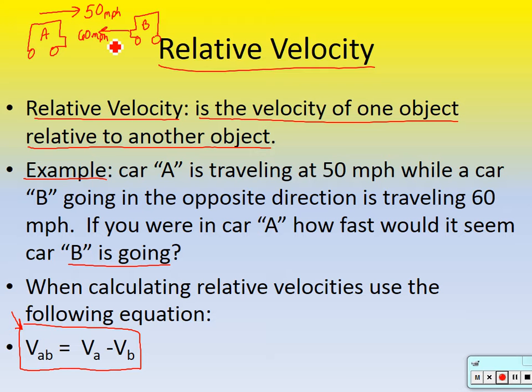Now let's use this formula to figure out the question, which was, if you were in car A, how fast would it seem like car B is going? Okay, now, it does depend on the situation. So let's read this last sentence one more time. You are in car A. So here you are. Okay? How fast would it seem like car B is going?